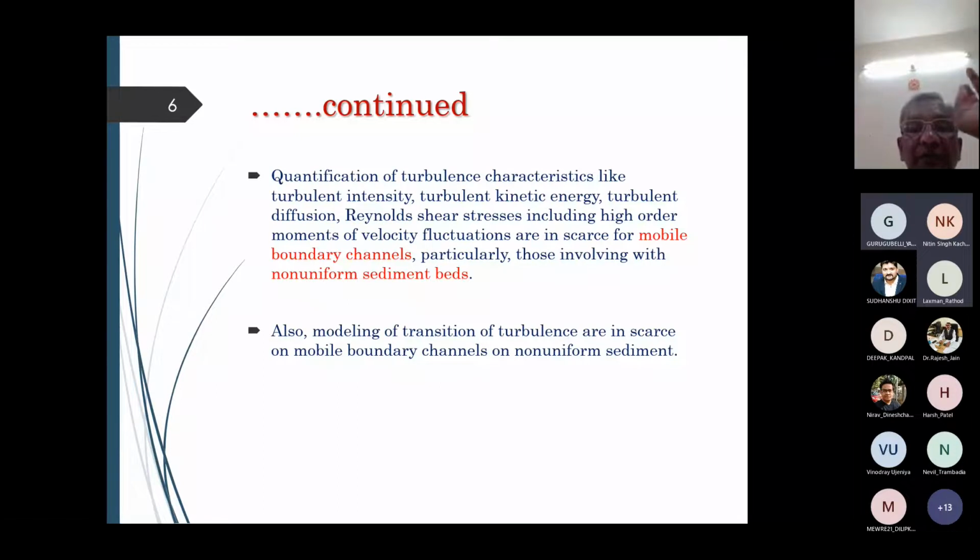Uniform sediments, non-uniform sediments. Uniform sediments generally are considered as sediments that are practically uniform in nature. But if you have sediments of very fine size to very coarse size, then you can classify those kinds of sediments as non-uniform sediments, right? Similarly, regarding the modeling aspect, transition of turbulence means, of course, we will describe that one kind of turbulent bursting event and another kind of turbulent bursting event are there. So how they are described for non-uniform sediments, that will also be described over there.